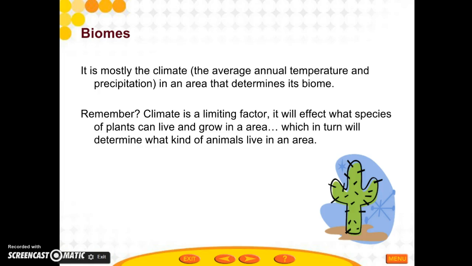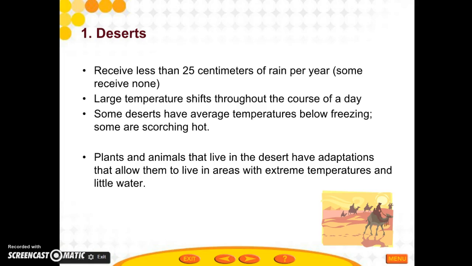Biomes are mainly determined by the climate. Again, that's the annual temperature and precipitation over time. Remember that climate is a limiting factor. So if you think about how climate limits things, the heat limiting the types of plants that can grow there, and the type of fur or physical adaptations that an organism may have, it makes sense that that would limit what could actually live in an area, therefore determining the biome.